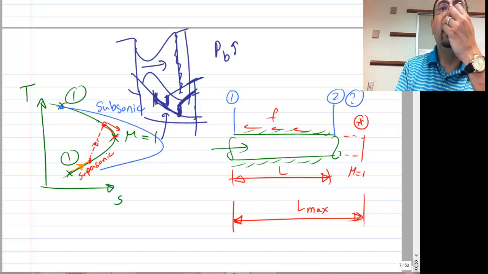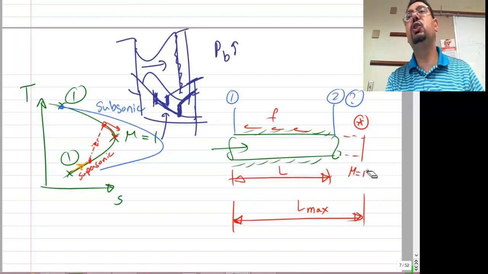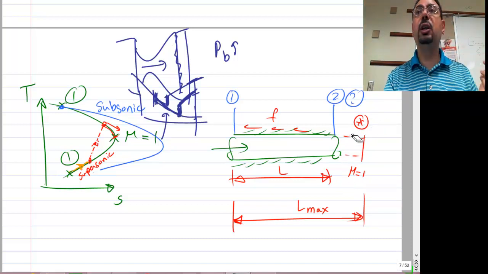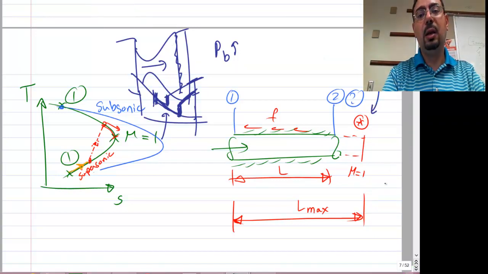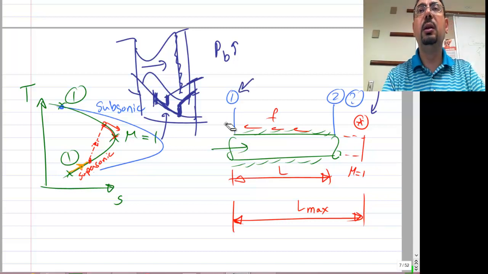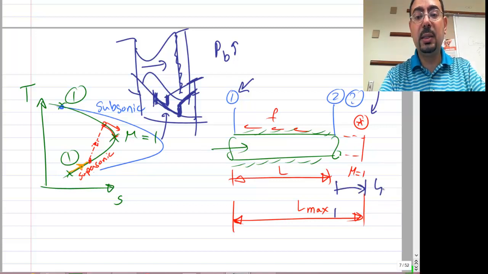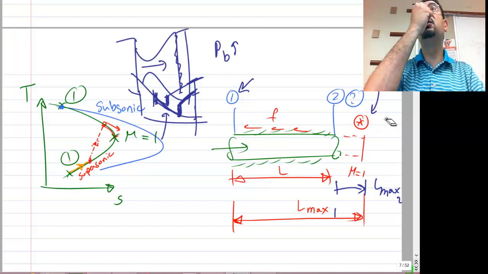So the length that it will take to choke the duct, or the length that it will take to reach Mach 1, this is called the star condition. So at Mach 1, the pressure here we will call P star, and the Mach number will end up being M equal 1. So the length that state 1 takes to hit the star condition is called L max 1. Okay, that's how long it will take to go to the star condition. And obviously, this is L max 2. That's how long it takes from state 2 to go to the star condition.